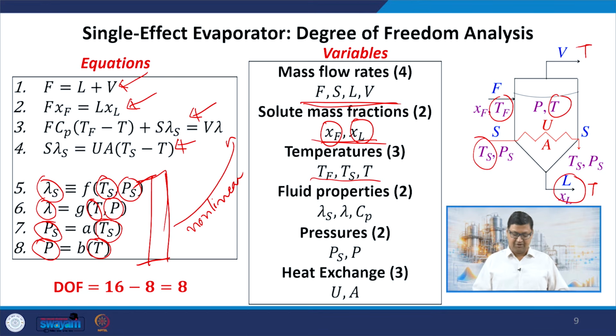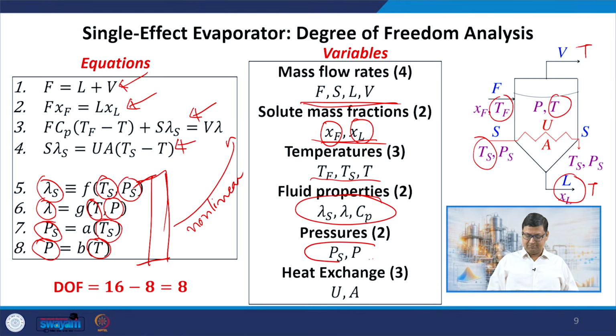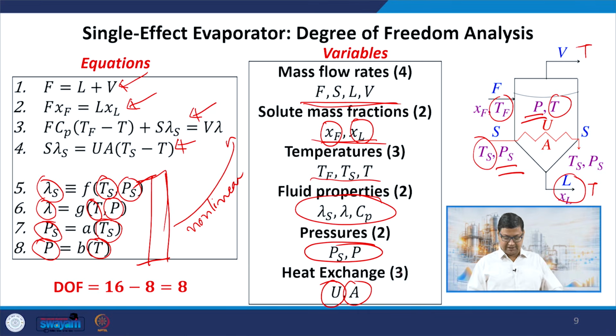And we have fluid properties lambda S, lambda and Cp that will come from the property relations. And finally, we have 2 pressure values, the pressure of the steam and the pressure of the liquid inside the evaporator. And because of the heat exchange tubes, we have additional properties for the heat exchanger, which are the overall heat transfer coefficient and the heat transfer area, right. And these are 2 of them, and these are 3 of them, sorry.